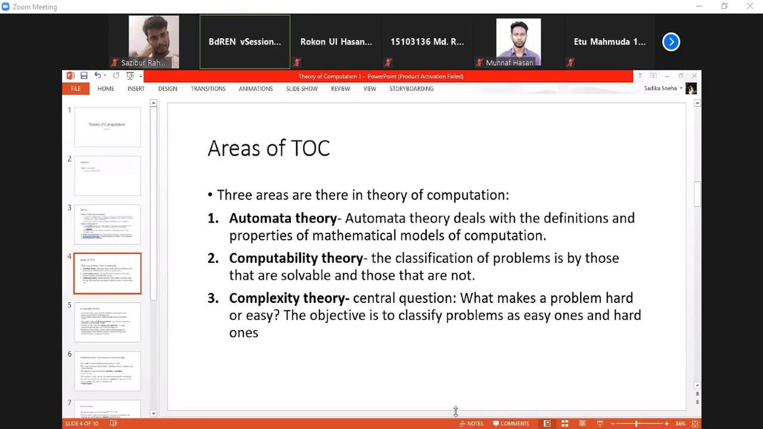So we need to deal with many tough problems. That is the problem here, that we need to deal with many tough problems. So what do we do for these tough problems? How do we classify these problems into hard ones or easy ones?